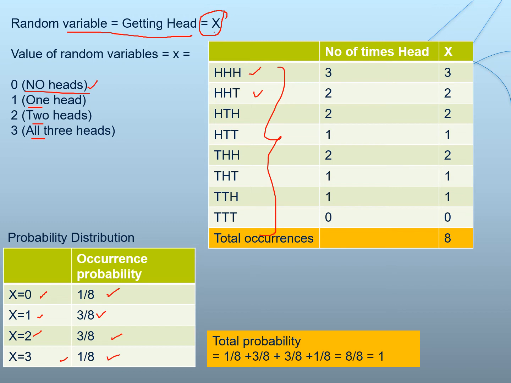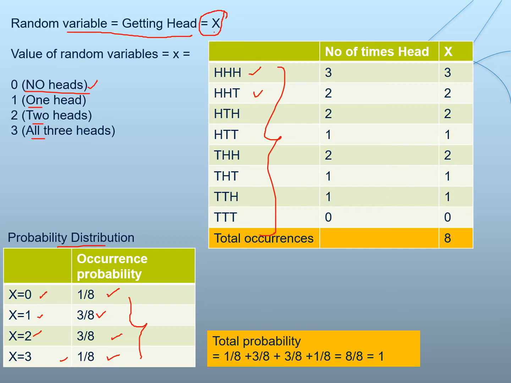So these are the four different outcomes, and the probability is 1 by 8, 3 by 8, 3 by 8, and 1 by 8. And the total of all the probabilities has to be 1, right? So this is called the probability distribution table, the probability of different occurrences.